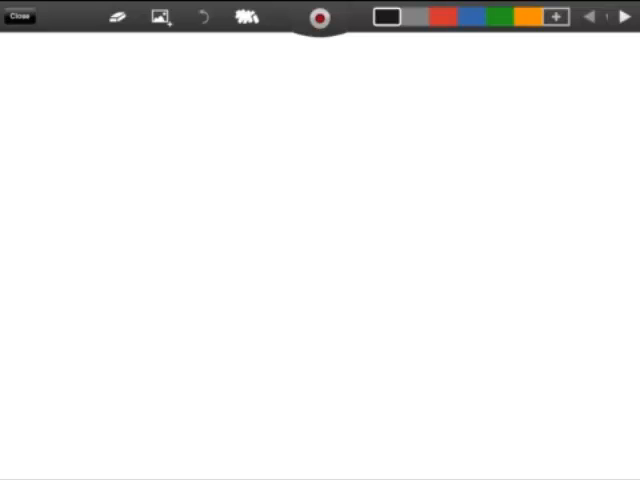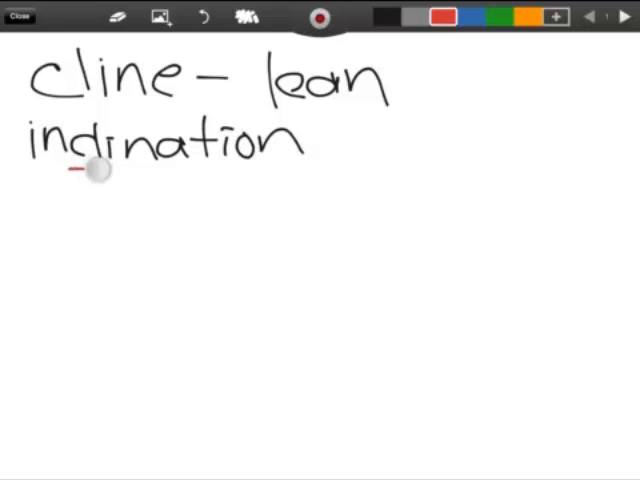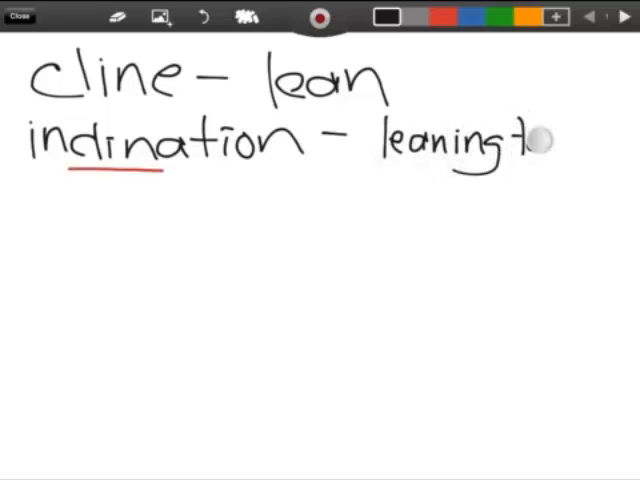Our first root is climb. Incline means to lean. I'm going to go ahead and give you two examples for this. One of them is inclination. I'm going to underline this root here for you guys so you could see. And the meaning of this is leaning towards.